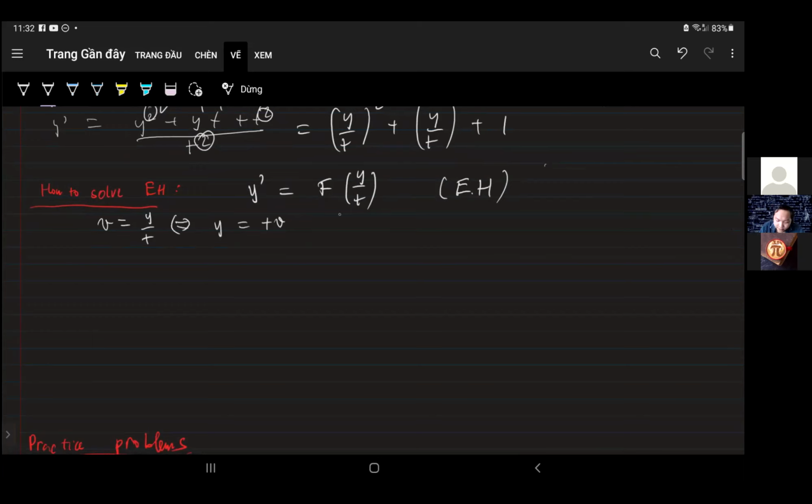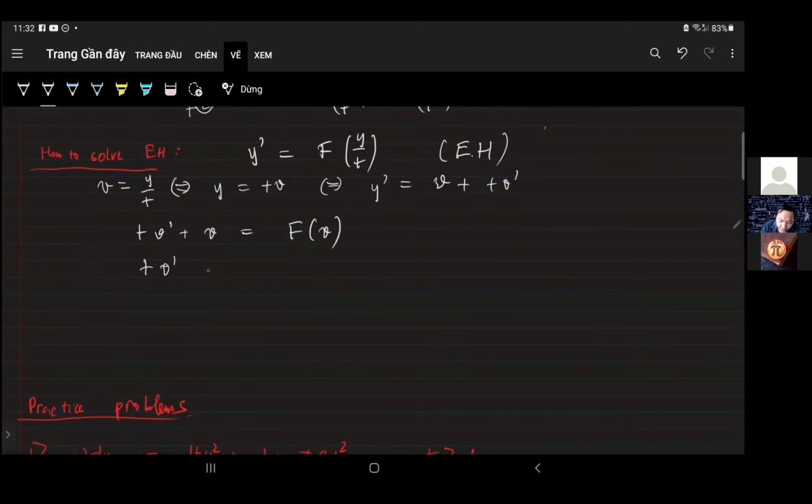So I need to take the derivative of y prime. By the product rule, you can see that it becomes v plus t v prime. On the left, you have t v prime plus v equal to f of v, because we let v equal y over t. So I subtract v from both sides to get rid of v. Here v is the dependent variable and t is the independent variable, so t goes to the right and v to the left. I have v prime over f of v minus v equal to 1 over t, right?